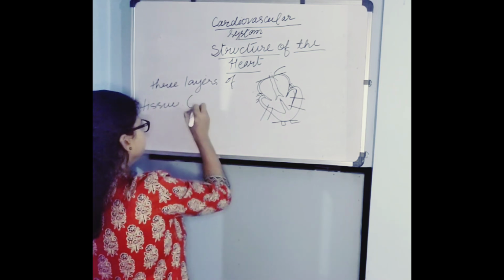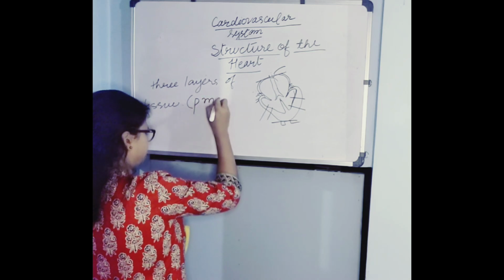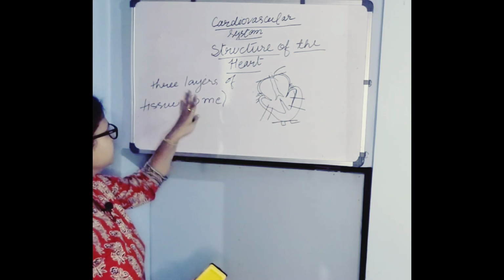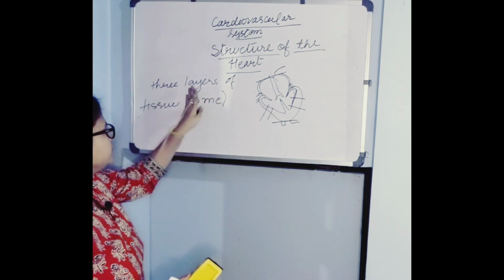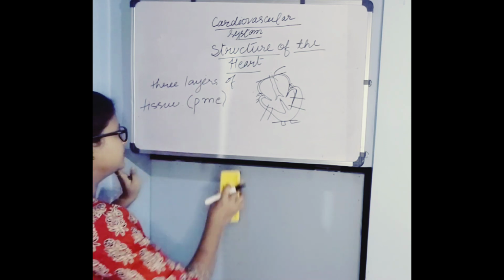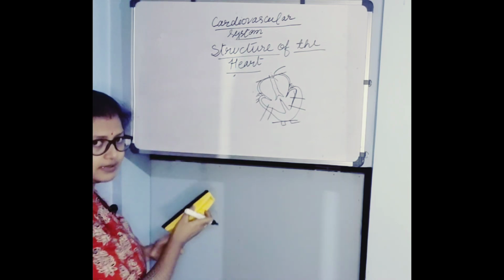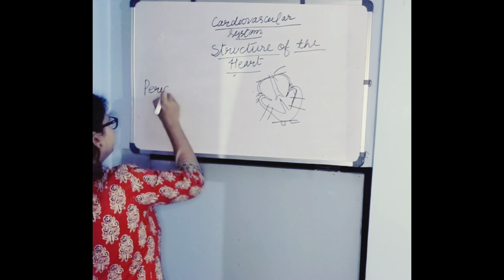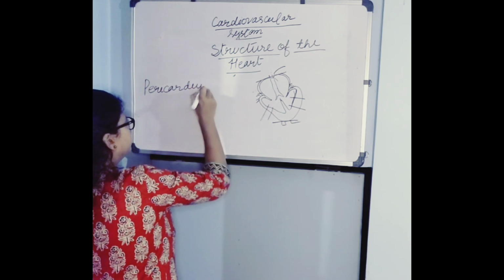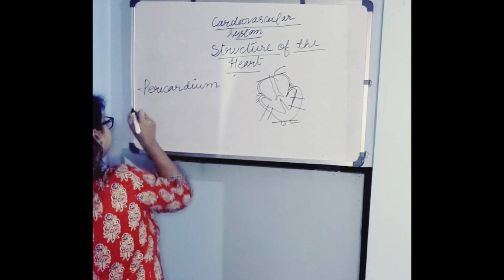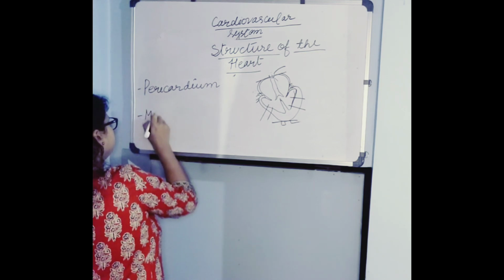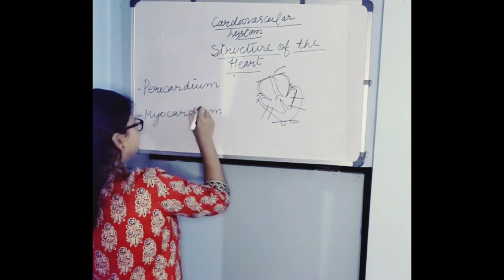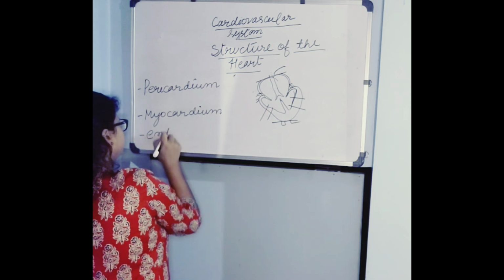Okay, for short form you can remember PME. The wall of the heart is made up of 3 layers of tissue, that is PME. Now what is P, what is M, and what is E? So this is P. P means pericardium. What is M? Myocardium. And what is E? Endocardium.